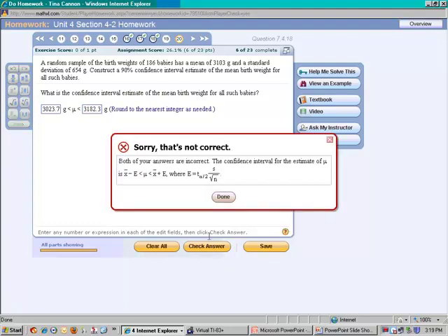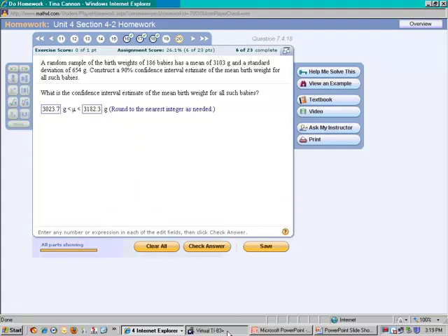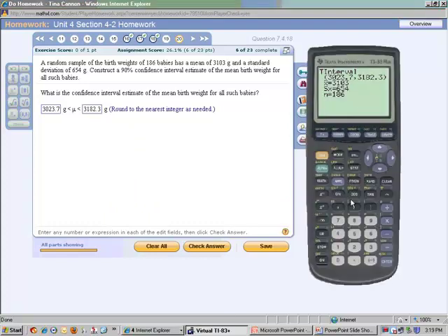Oh, sorry. Both of your answers are incorrect. The confidence interval is given by this. Okay, so let's go back to our calculator and see if we put this in correctly. So we push stat, move over to test. We need the t interval. There it is, because we're given a standard deviation of the sample.